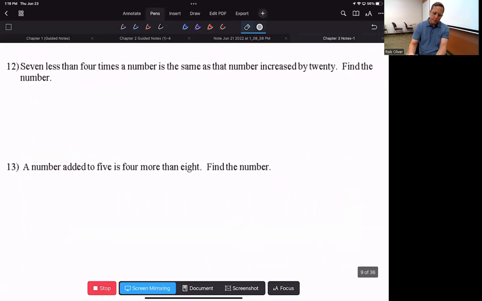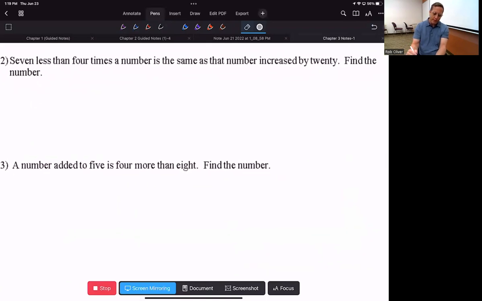All right, number 12, a little bit more going on here, but we've got 7 less than 4 times a number. So let's focus on that part. So 7 less than 4 times a number. And it's got then in it again. So 4 times the number means 4n or 4x, 4a, 4b, 4c. 7 less means minus 7. Is means equals.